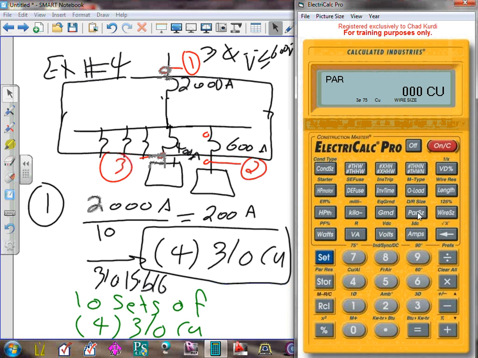Do you see it? First you hit the wire size, it tells you none. Then that reminds you that you have to parallel, and then you go ahead to your parallel. You can go direct to parallel too.